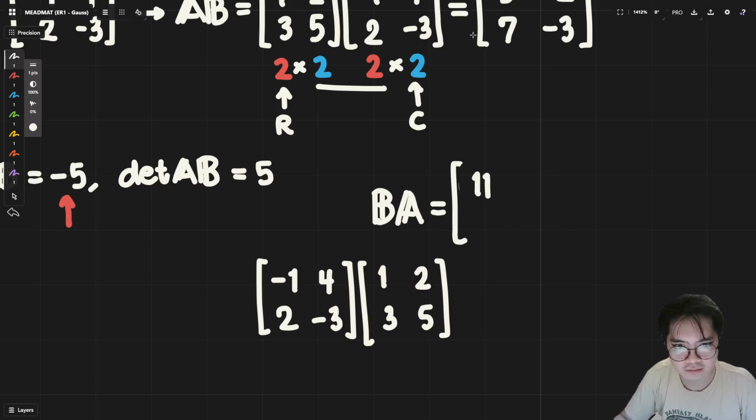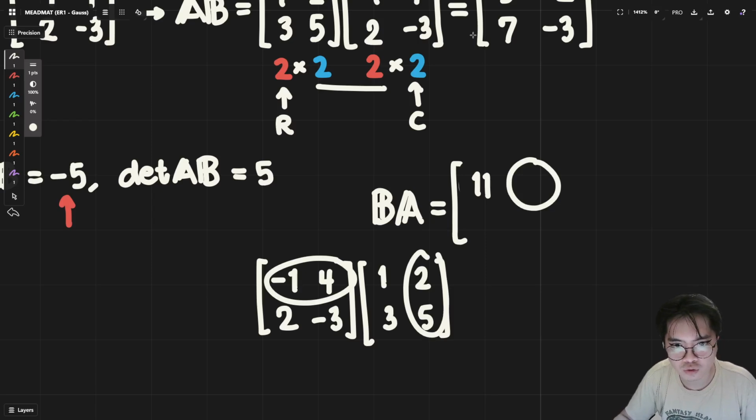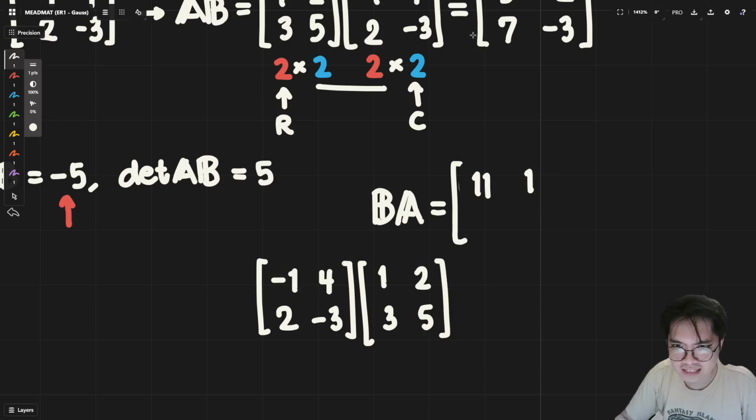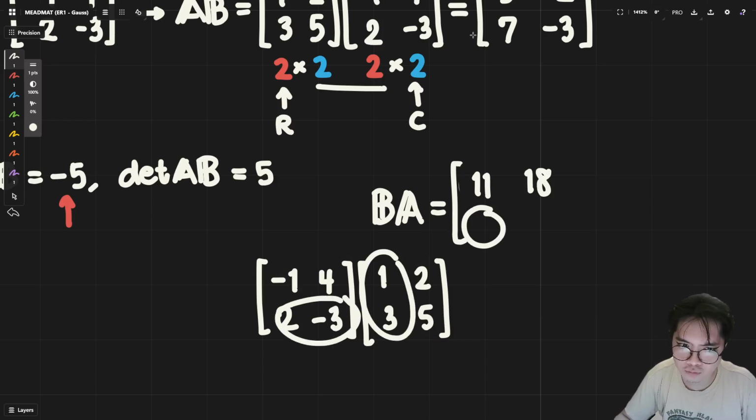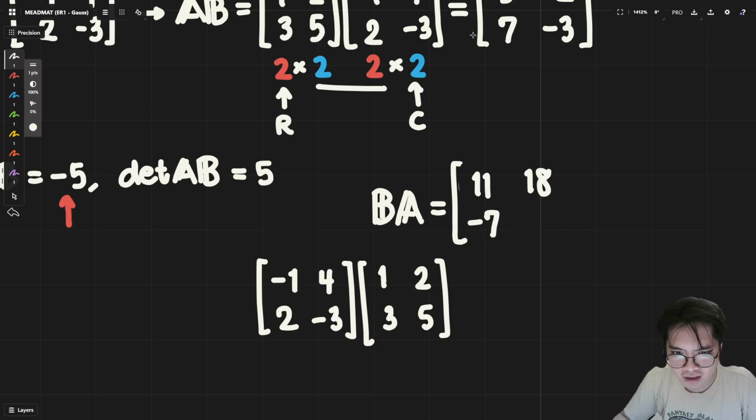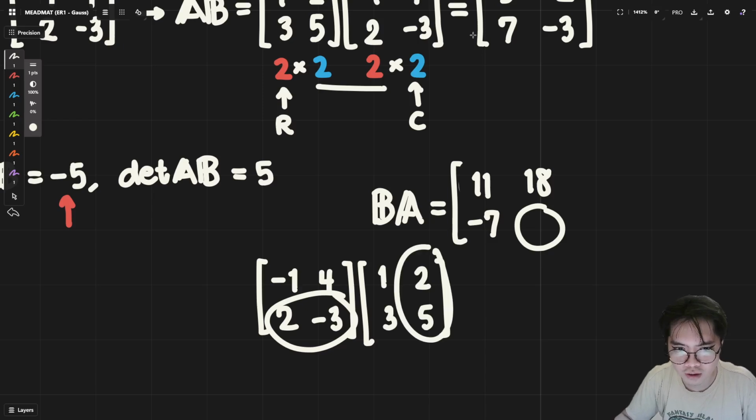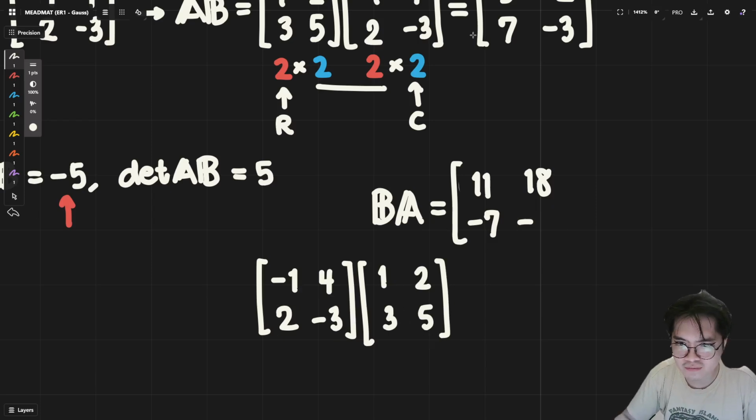Okay, 11. And then first row, second column. Negative 1 times 2, negative 2. 4 times 5 is 20. 18. Okay, second row, first column. 2 times 1 is 2. 3 times 3 is negative 9. So 2 minus 9 is negative 7. And then second row, second column. 2 times 2 is 4. Negative 3 times 5 is negative 15. 4 minus 15, negative 11.